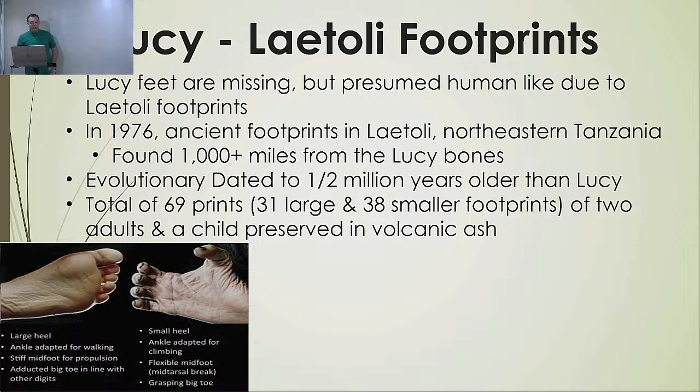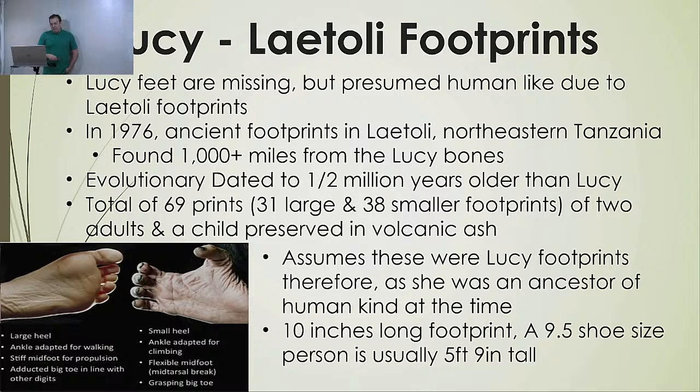They found a total initially of about 31 from a larger foot and 38 from a smaller foot. So in total, 2 adults and a child, their footprints were preserved in volcanic ash. The footprints were about 10 inches long, a 9.5 shoe size. Now, normally, a person with a 9.5 shoe size is 5 foot 9 inches tall. Remember, Lucy was only 3.5. Most of her species that they at least group with her are short like her. So that is an incredibly large foot for a creature her size.